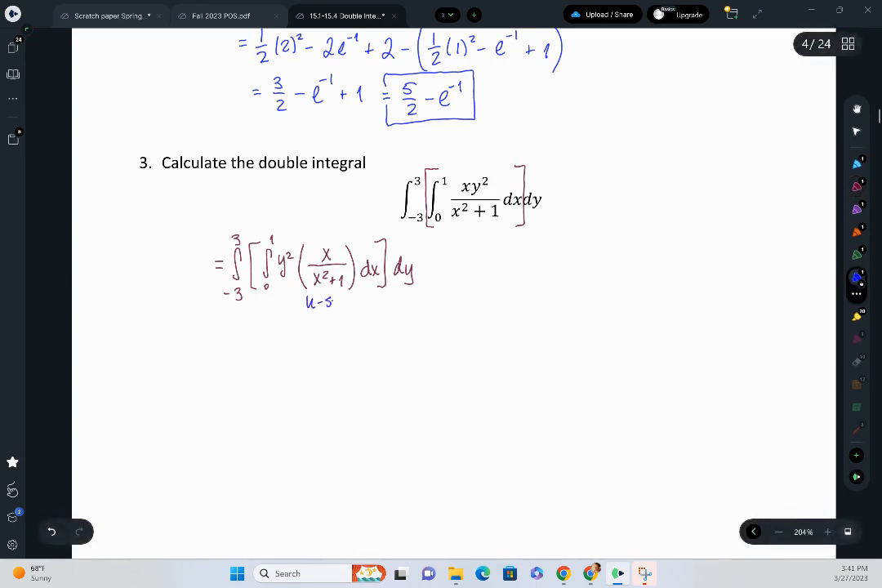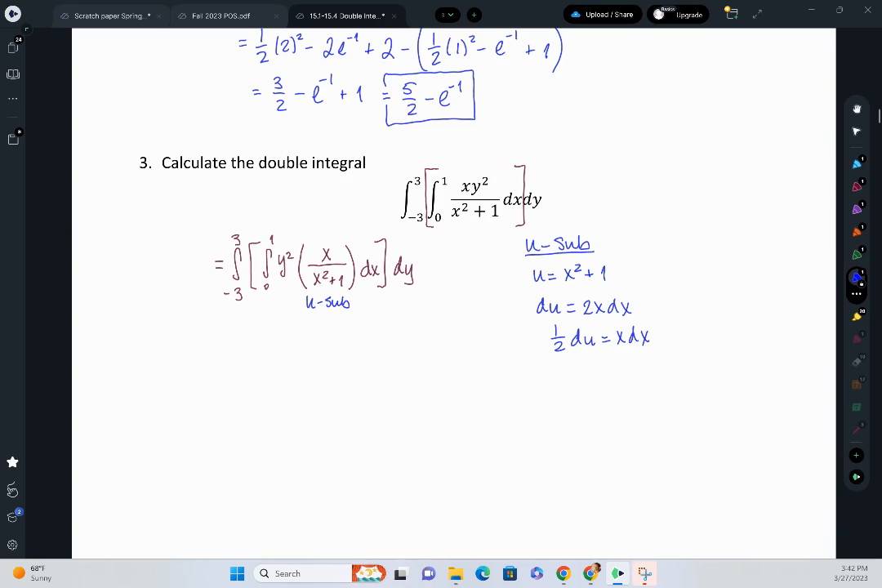This is a u sub. Okay, so I'm going to go over here and do my u sub. I should let u be the denominator, x squared plus 1. Then du is 2x dx, so 1/2 du will replace x dx. And then I'm going to go down here and work with the indefinite integral in terms of u. So it looks like I have a 1/2 times the integral of 1 over u du, which is just 1/2 ln of the absolute value of u.